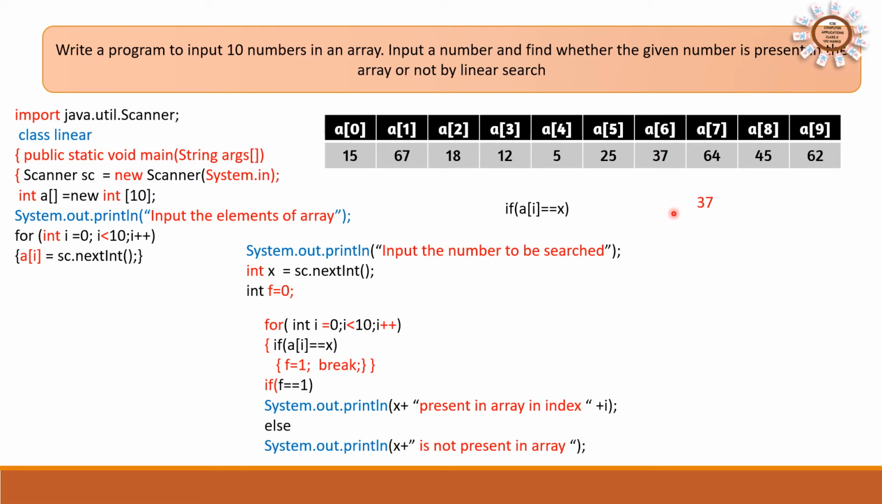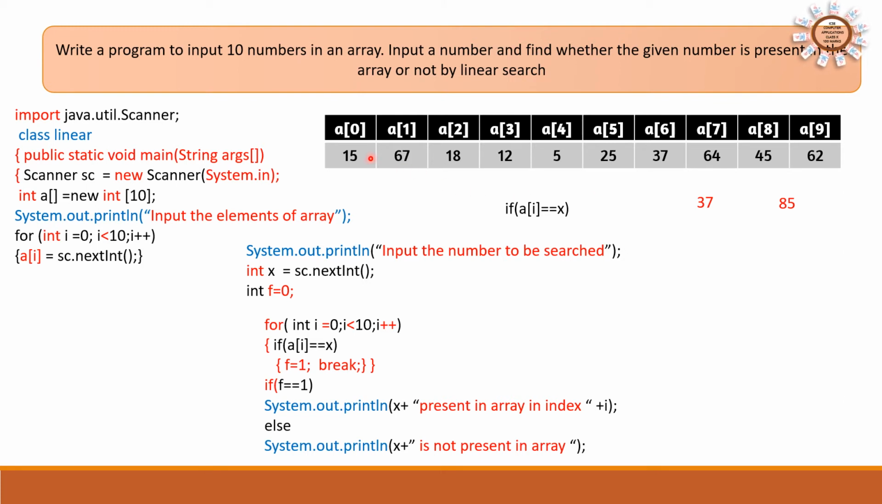So if we got the number, here we will do the printing, if f == 1, after closing the for loop. Then check if f == 1, System.out.println x, that means in this case 37, present in the array in index plus i. Index is 6. So 37 is present in the array at index 6. So like this the output will come. And suppose one more example we can take, the number 85.